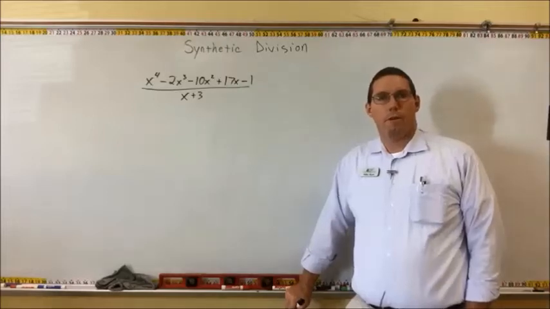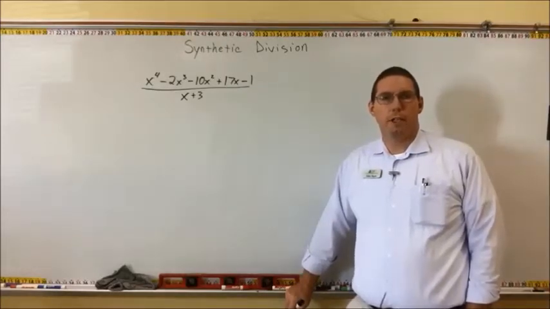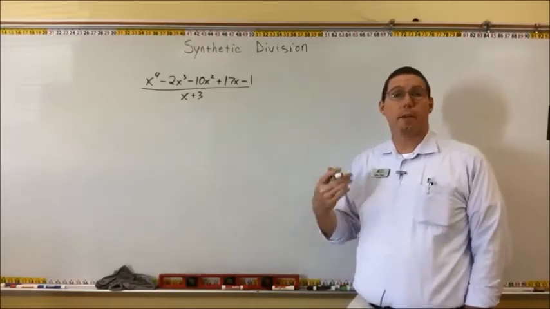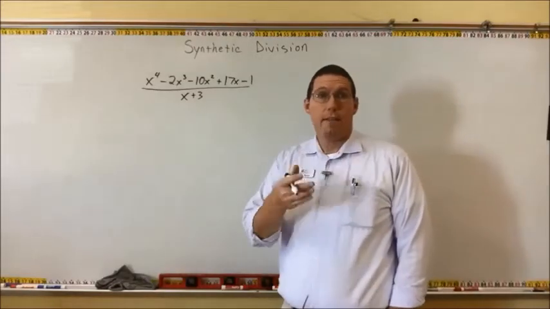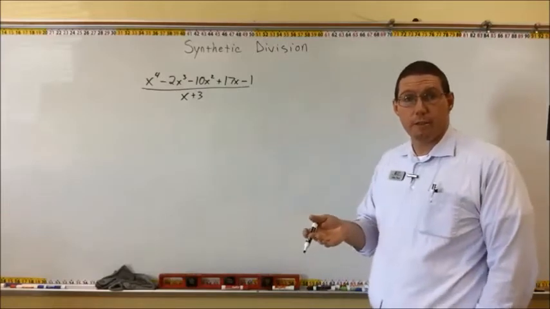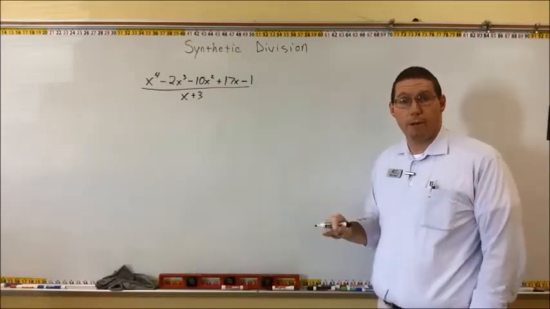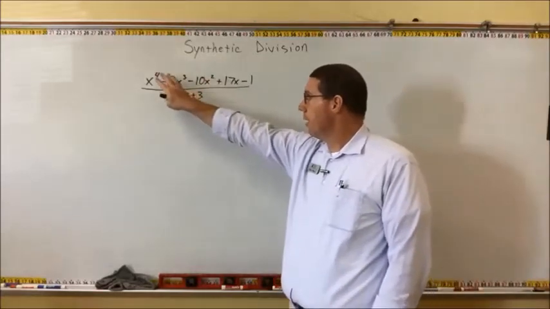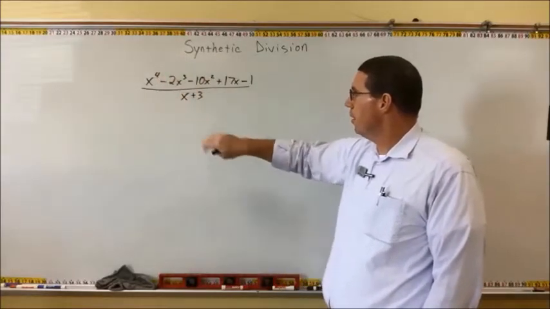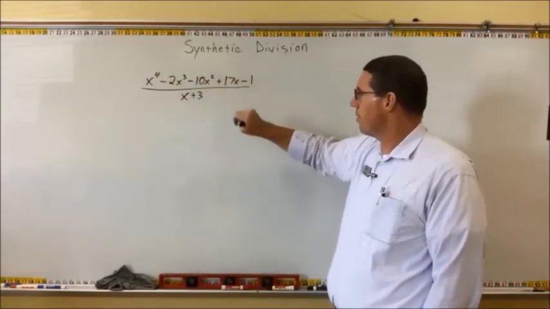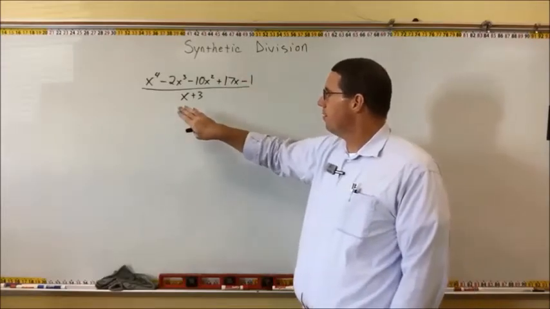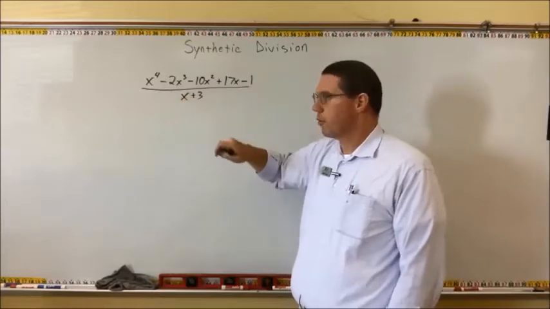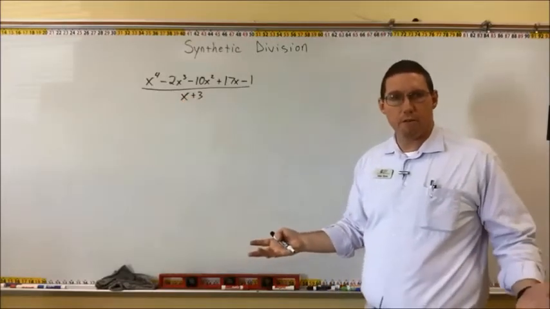All right, folks, we're continuing with synthetic division, and I wanted to do another example for you, and then I'm going to let you do a couple of examples, and then I'm going to show you some other interesting things that can happen when you're doing synthetic division. All right, so here's what we have. We have this polynomial, x to the fourth minus 2x cubed minus 10x squared plus 17x minus 1 divided by x plus 3. Because this is 1x to the first power, it qualifies for synthetic division.